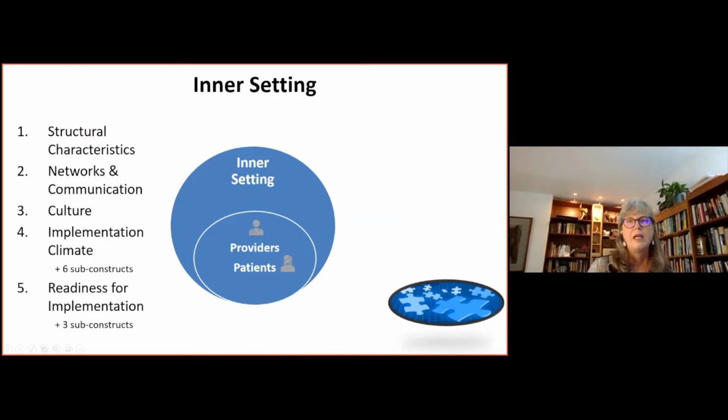The next domain, and probably the best developed in terms of the volume of constructs that are captured by the CFIR, is the inner setting domain. This is really where the action happens. This is where the micro-clinical kind of settings reside. It is where the implementation activities occur.